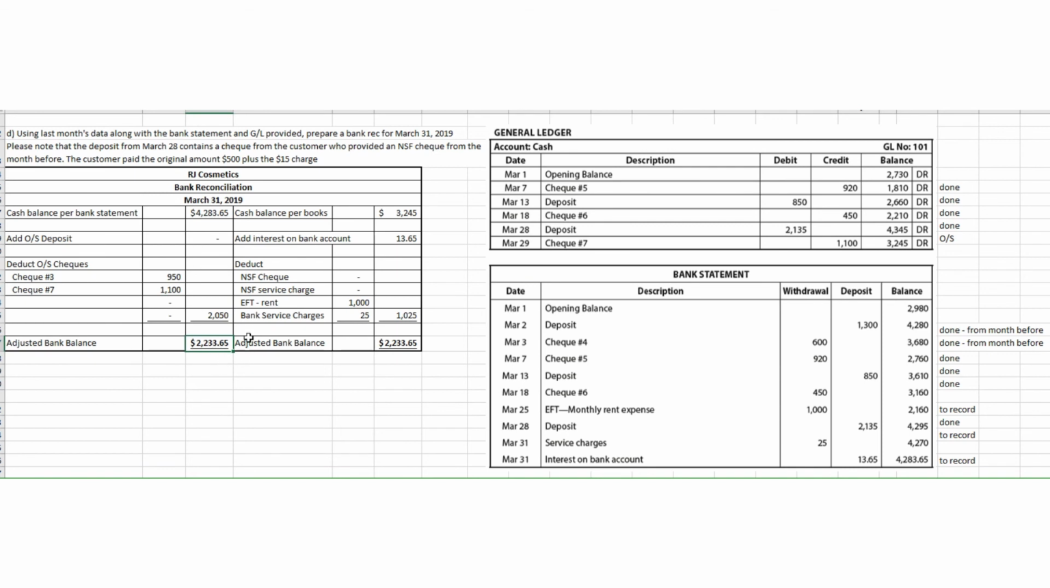$2,233.65. On the cash balance per books, our general ledger side, we have $3,245 as per our books. We have interest on the bank account to record of $1,365. We have our EFT rent. We have no NSF this month, and we have bank charges. So our total adjusted bank balance would be $2,233.65.